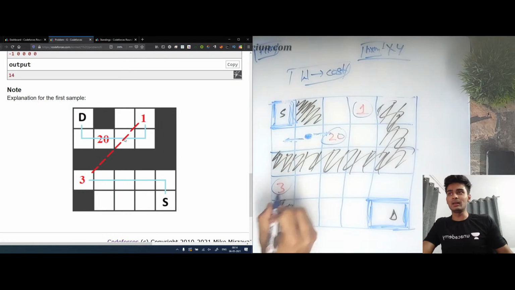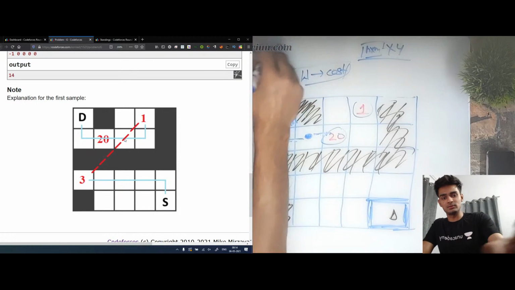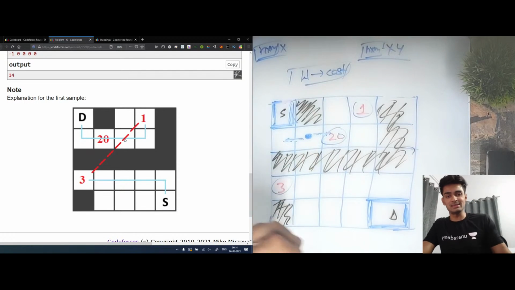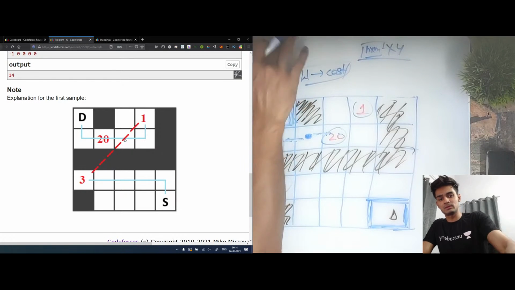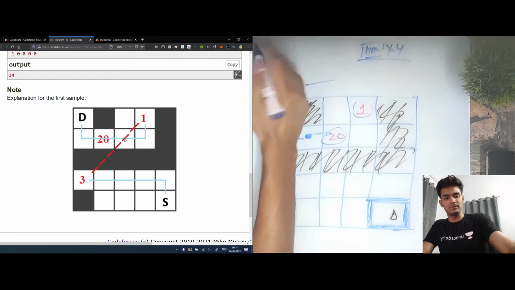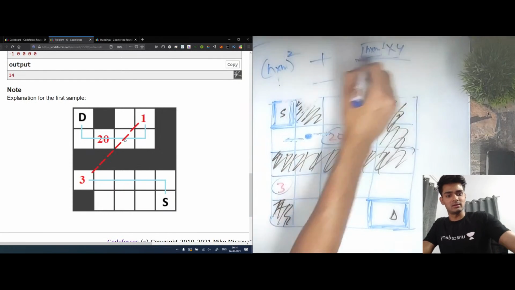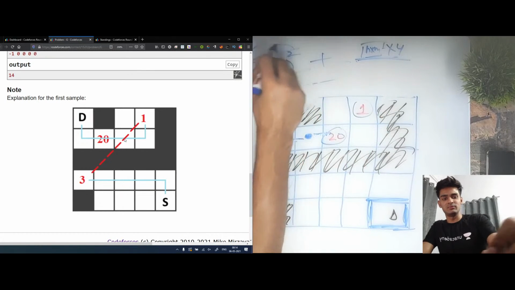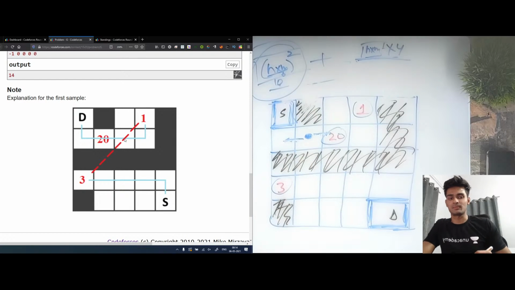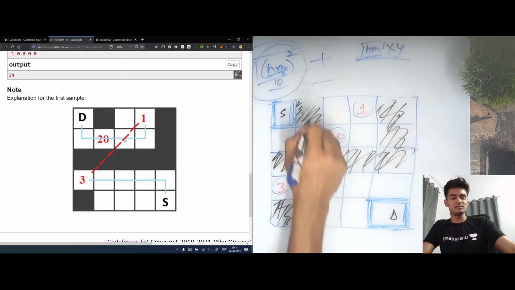Now from every tunnel we can move to every other tunnel. So the total number of edges that we'll be able to make is n into m square. Now we know that n into m is actually 10 to the power 6, so this will go out of range. If n and m were small, then we would have just made a graph.